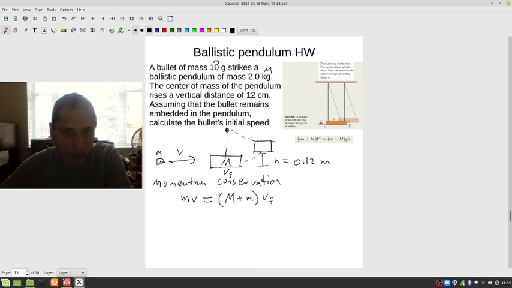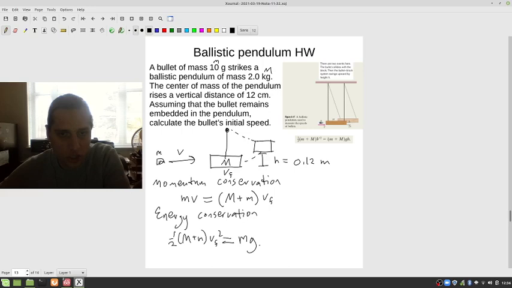Okay, once that part of this is done, we start to think about energy conservation. In that case, we're going to have 1/2 this total mass, M plus m, V final squared, equals, and then it goes up to mgh. But the mass will be the total mass. So it'll be M plus m g h.